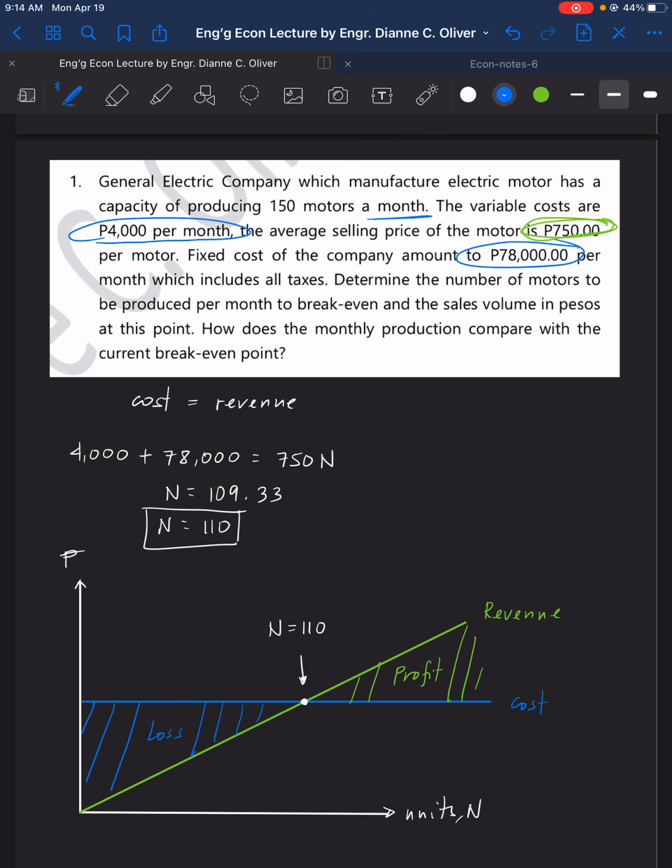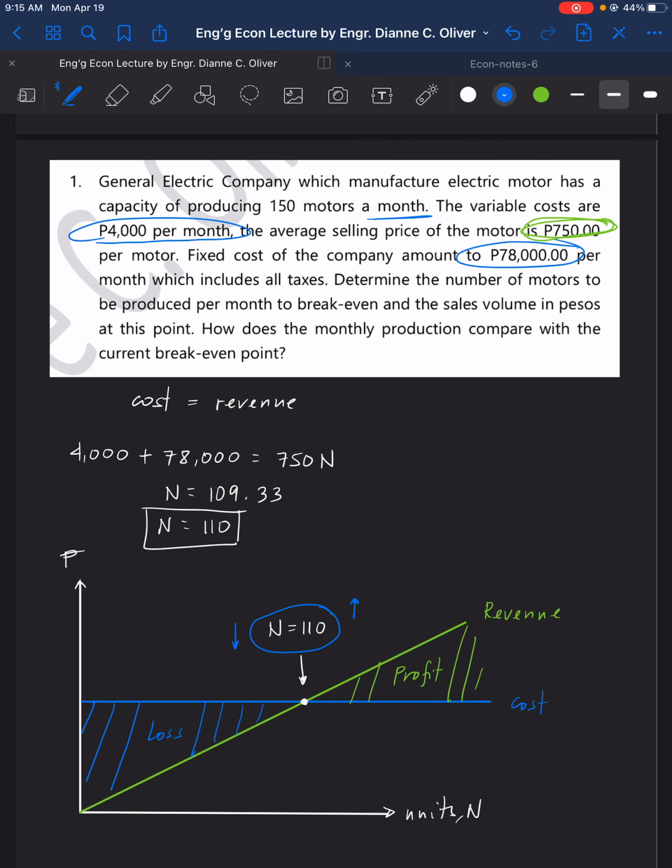Why? Because if you can see here, the cost is higher than the amount or the revenue that you get. So that's why in this area it is the loss. So meaning, if you increase the production above 110 units, if you go upward, then you will gain profit. But if the production is lower than the 110 units, therefore you will go to the loss.